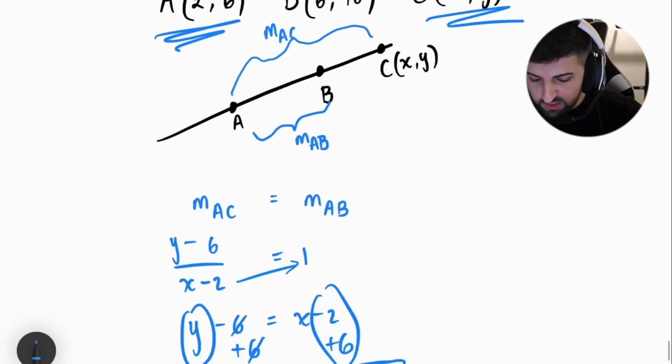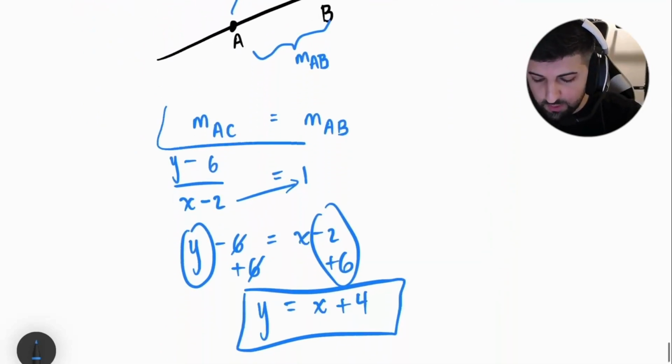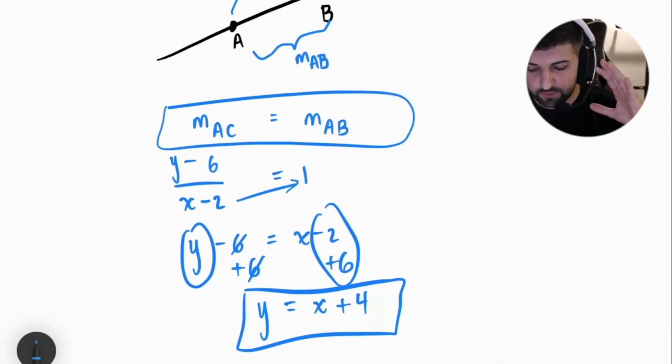I personally like this 1-step concept because it sort of draws together this idea that these 2 slopes are identical, and then you get your answer. Okay, so hope that was helpful.